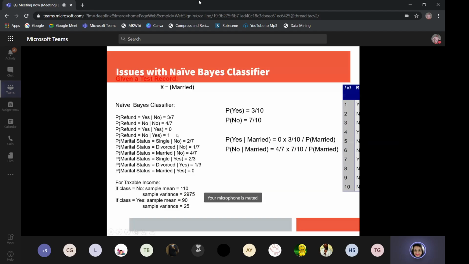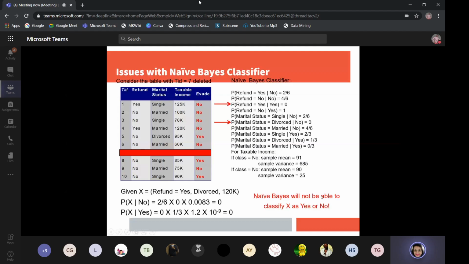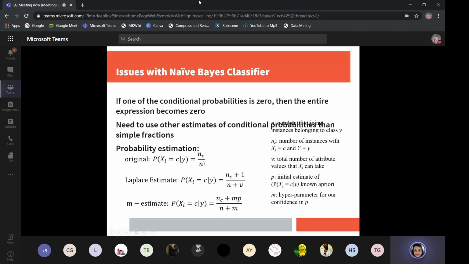There may be a situation that the probability for a particular record, for example, a record is deleted, or at this point of time we don't have information about it, then it comes out to be 0. Then what do you do? Naive Bayes will not be able to work in such a scenario. So in that case, we estimate the conditional probabilities by smoothing them.